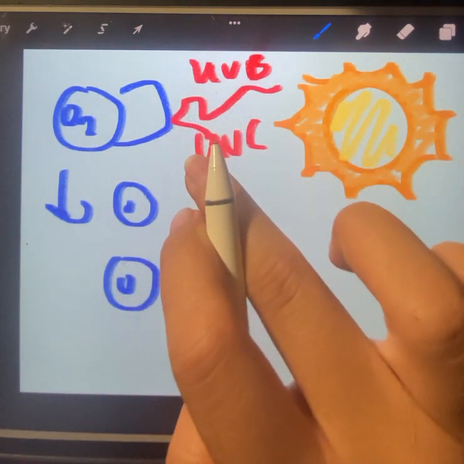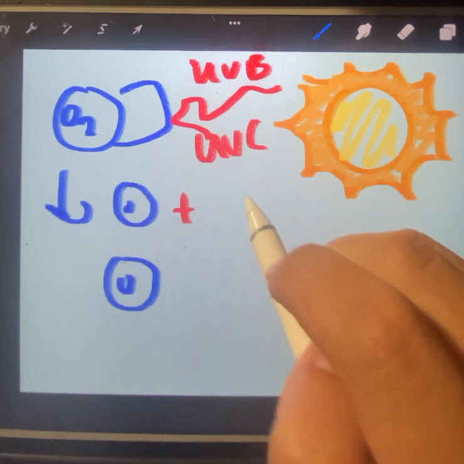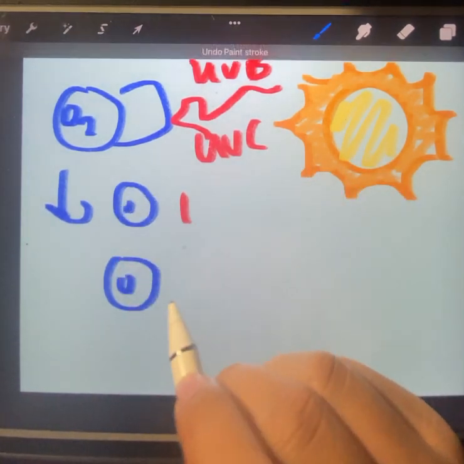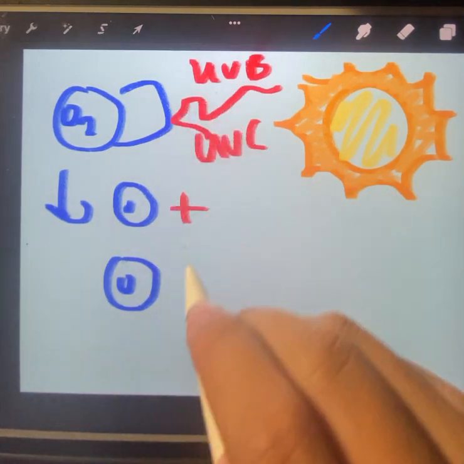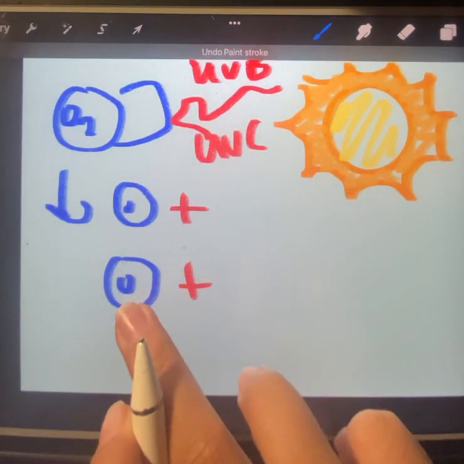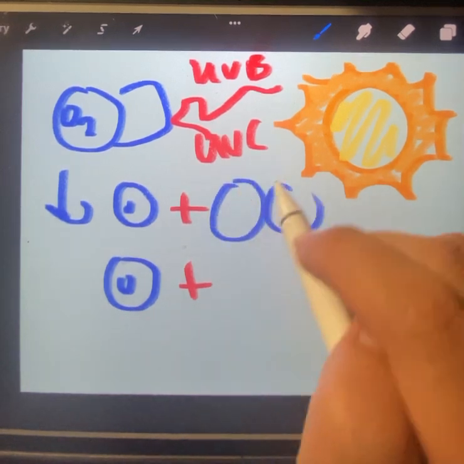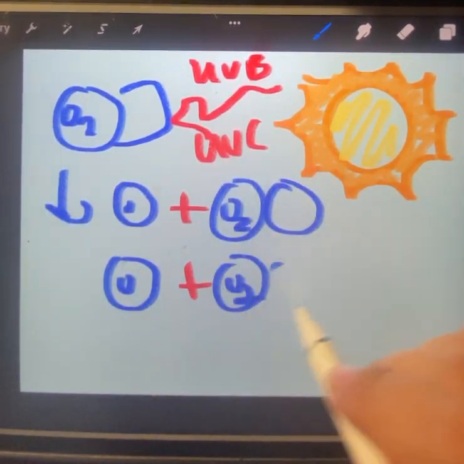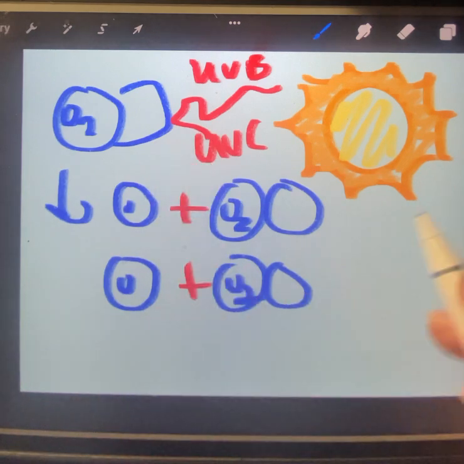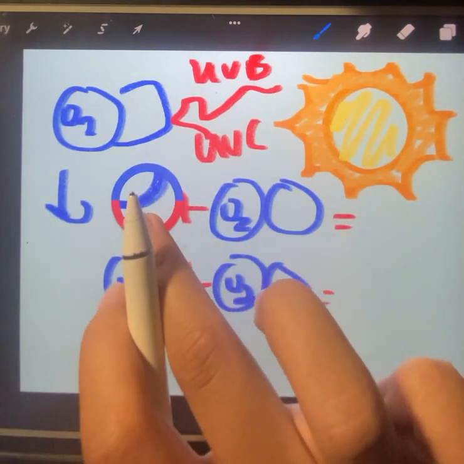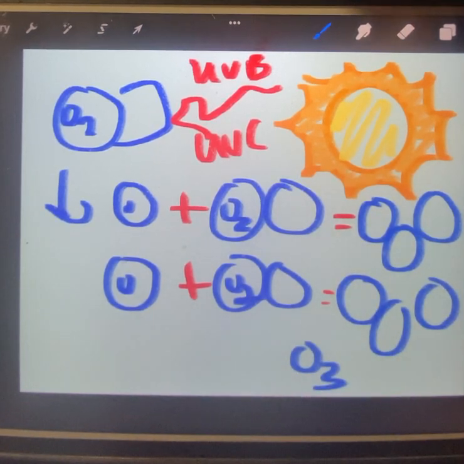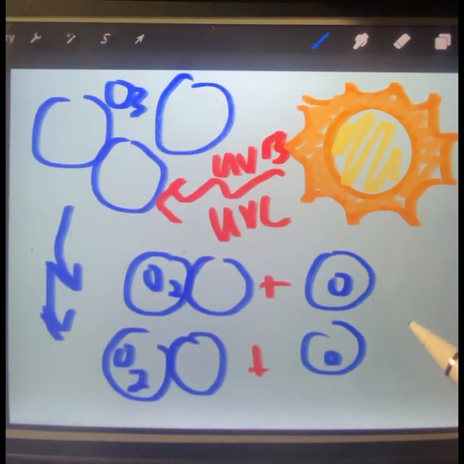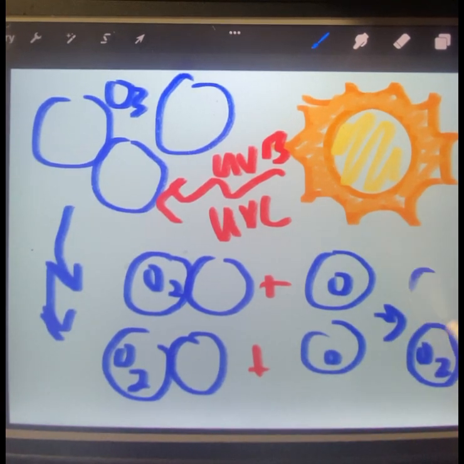These get combined with two more oxygen O2 molecules into ozone, which is O3. This then combines back into the O2 that we had before.